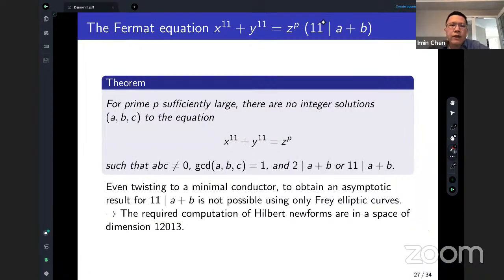And so let's go to the second question, which I guess was an asymptotic result for x to the 11 plus y to the 11 equals z to the p. That was under the added condition that 11 divides a plus b. Just to remind ourselves, if we try to use only the Frey elliptic curves, it requires computation in a space of new forms of dimension 12,000, which is extremely large, considering the matrices are not sparse in the linear systems that define these spaces.